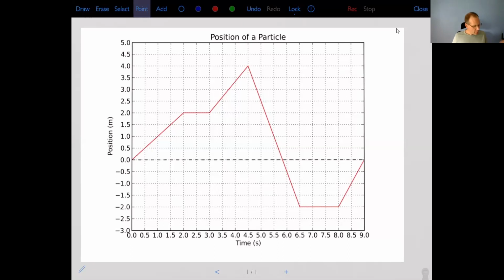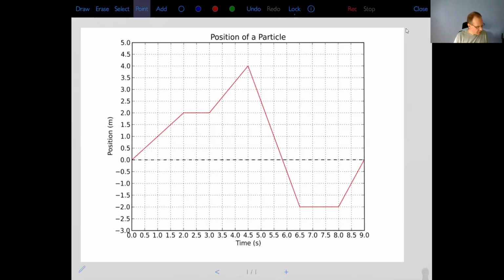So the first question is, what is the position of the particle at 1 second? Since I have position versus time, to answer that question, I go to 1 second, go up to the graph, and read off that value. The value is 1 meter. So the position of the particle at 1 second would be 1 meter.